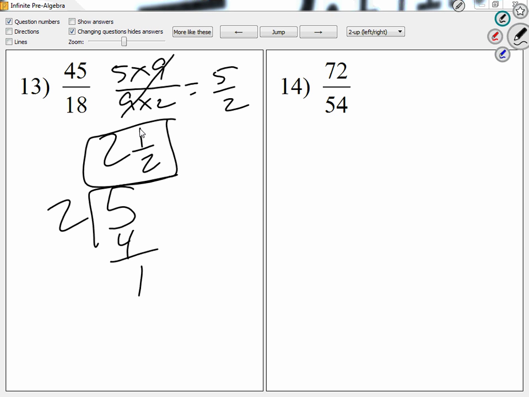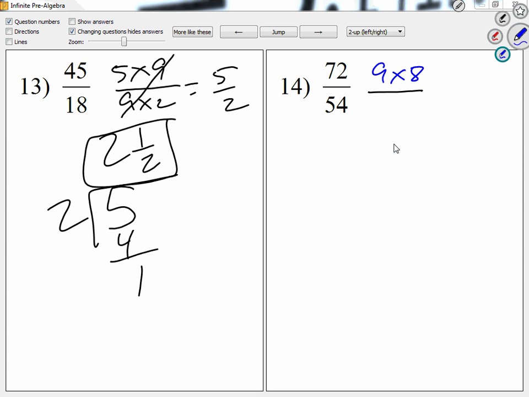2 and a half. Any other questions for the first 18? Which one? 14. 14 as well? Alright, looking at 14, the bigger numbers on top, give me two numbers that multiply equals 72. 9 times 8.